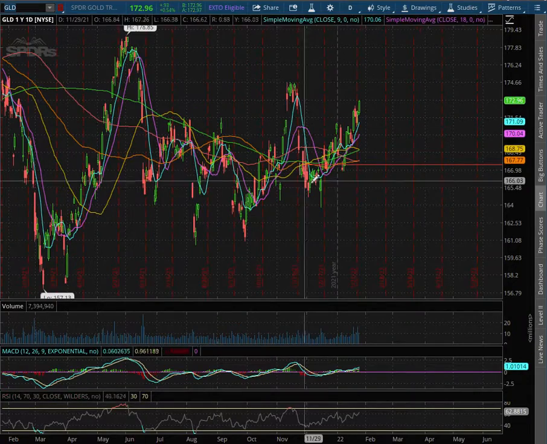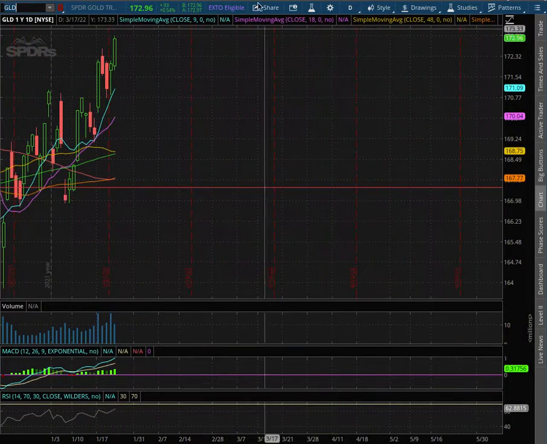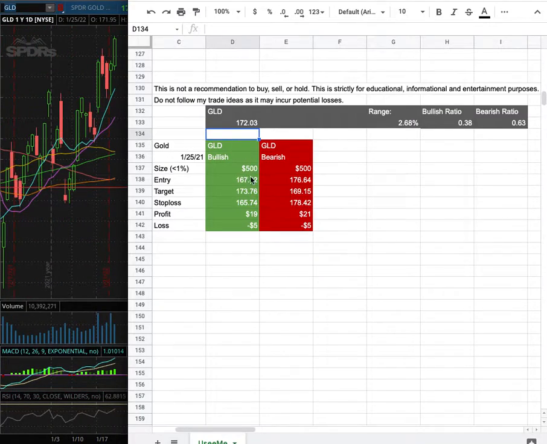As for the trade idea, I'll be trading GLD. My trade position size for it is less than 1% of my portfolio. My long entry is at $167.42. My sell target is at $173.76. My stop loss is at $165.74.